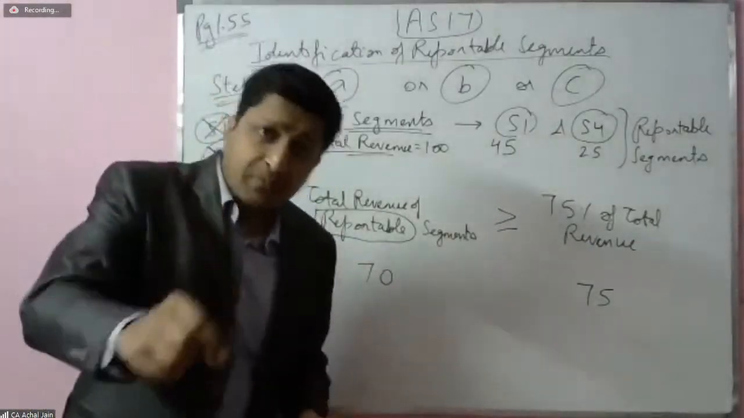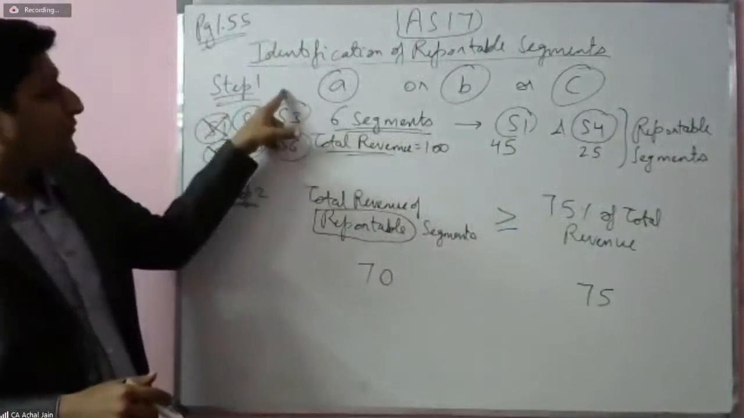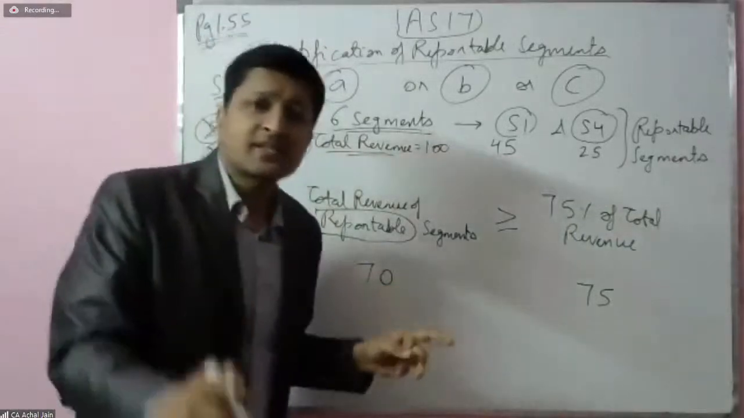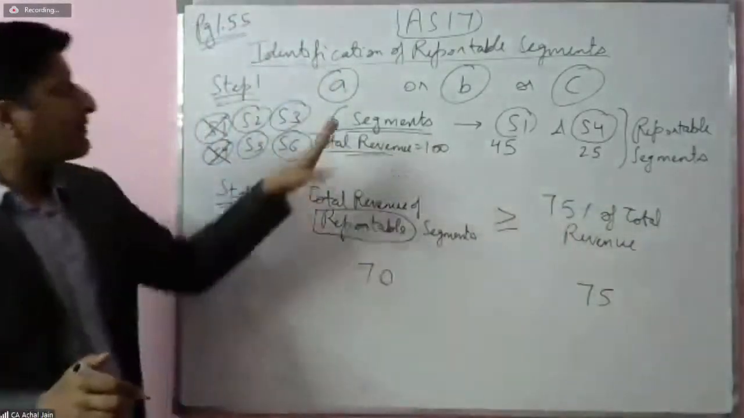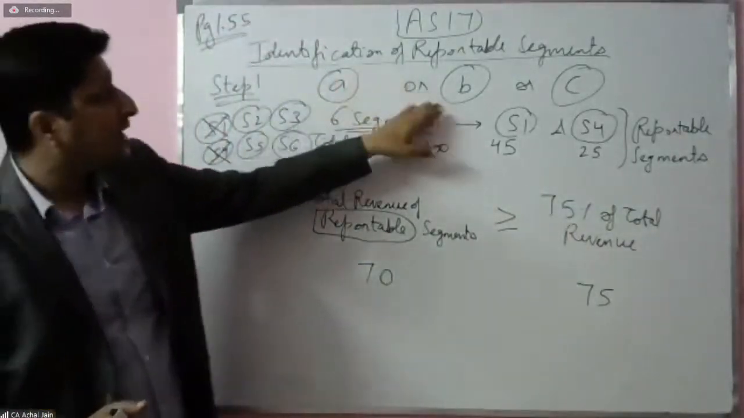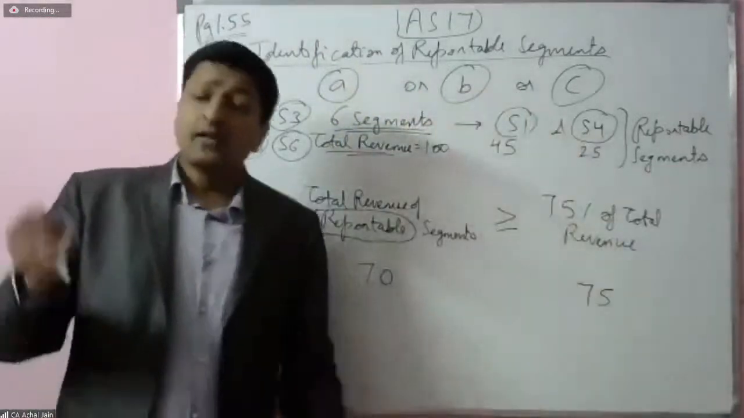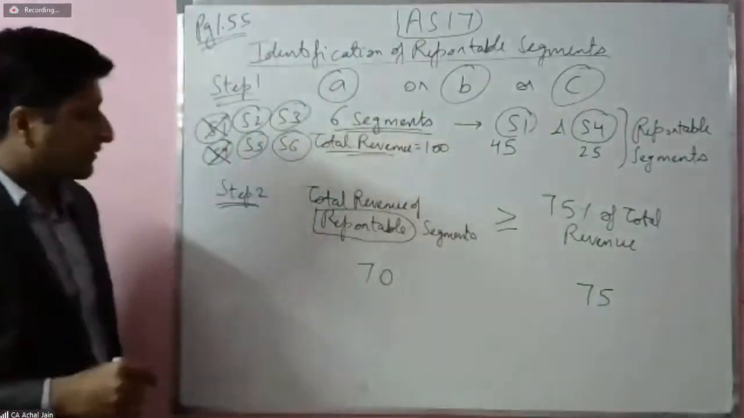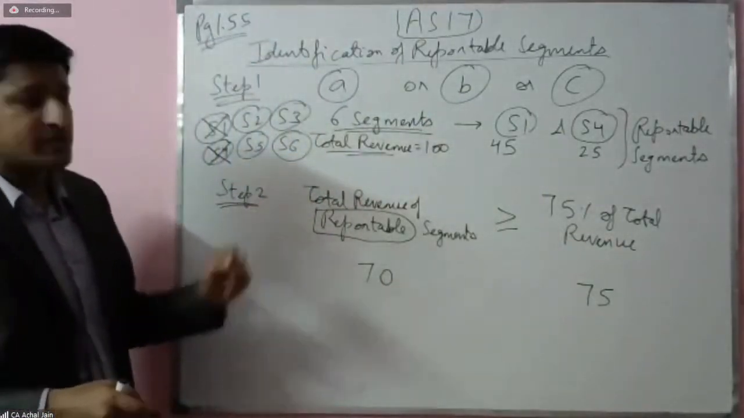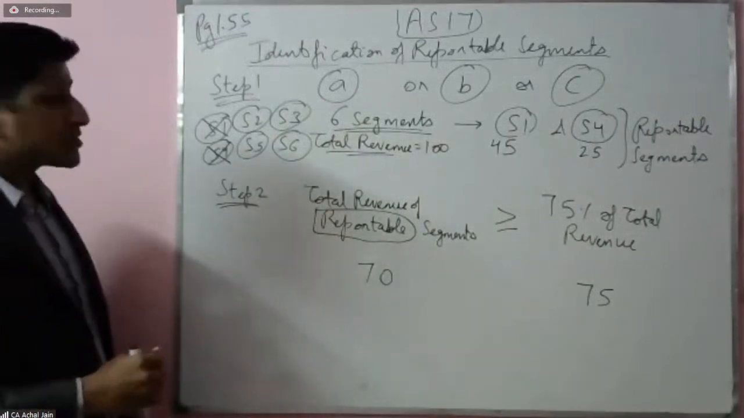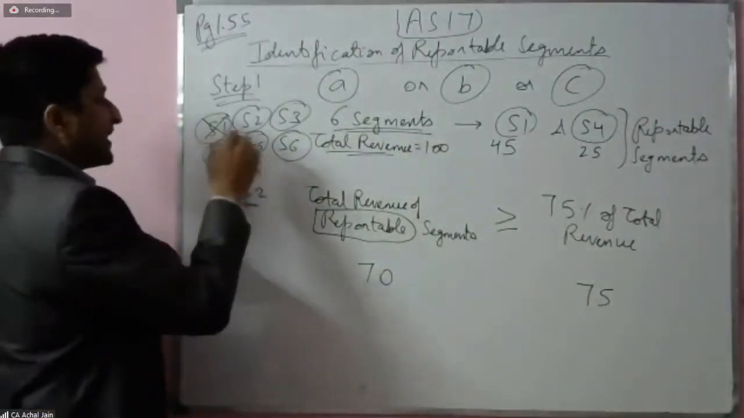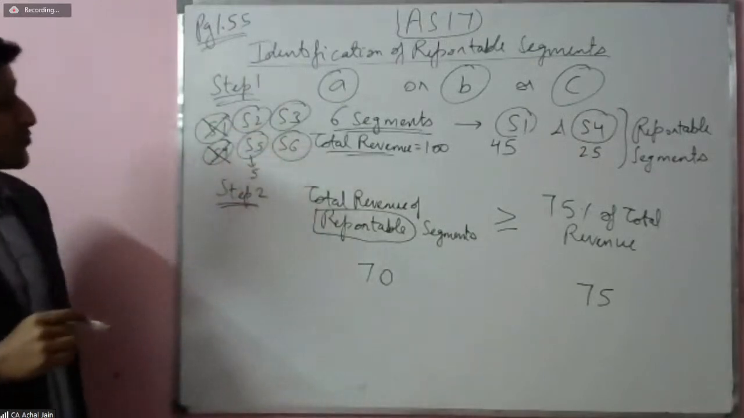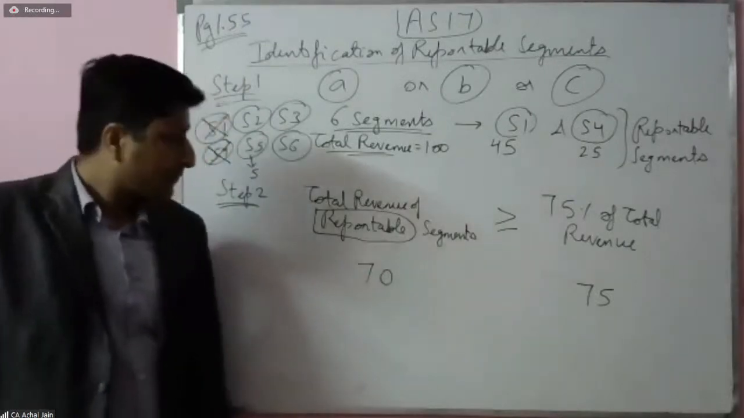Now when we move to step 2, irrespective of the fact that all these 4 segments, S2, S3, S5, S6, have not met any of these criteria, A or B or C, we will have to pick up one or more segments in such a manner that this criteria is met. So let's suppose revenue of S5 is 5.